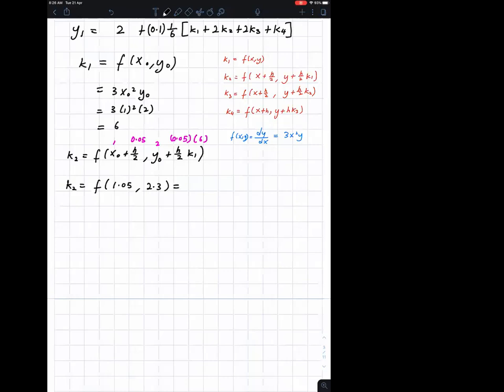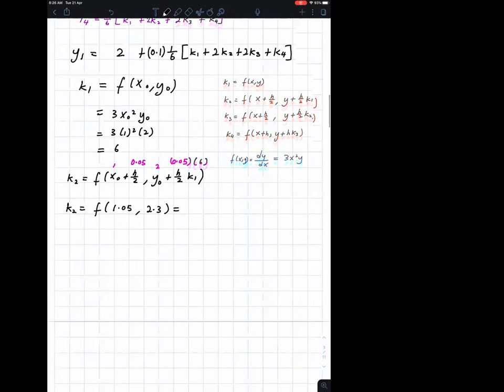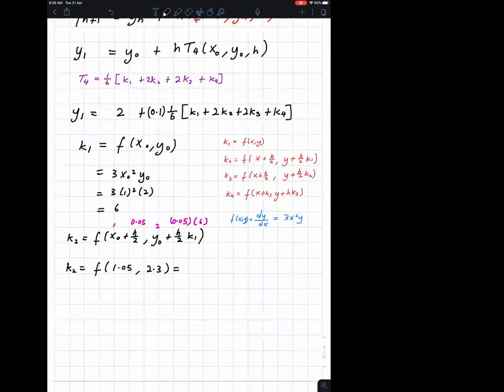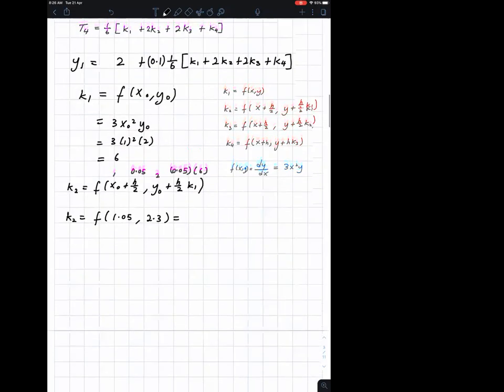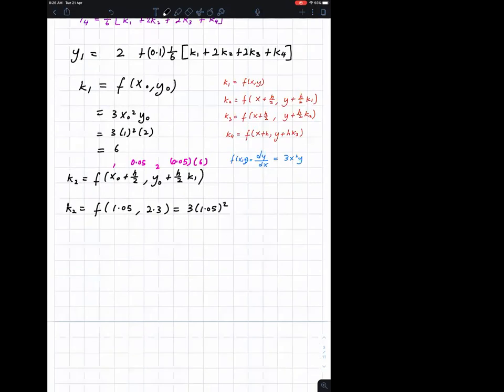Okay, now you have your x and y points. You go ahead and plug into that formula for the equation. So that's going to be 1.05 squared multiplied by 2.3. So that's going to give you how much? 7.6073. Okay, thank you.